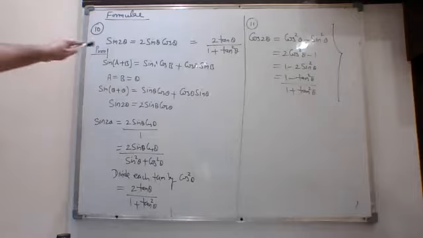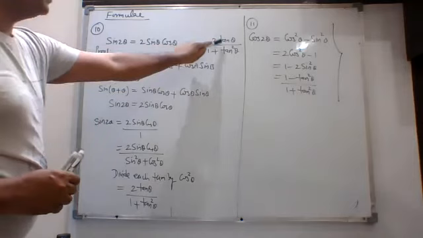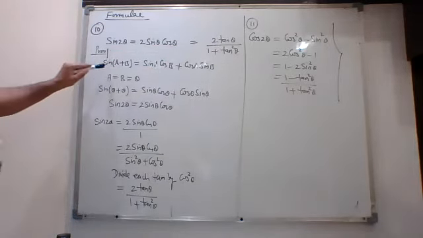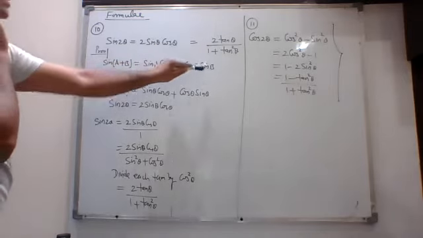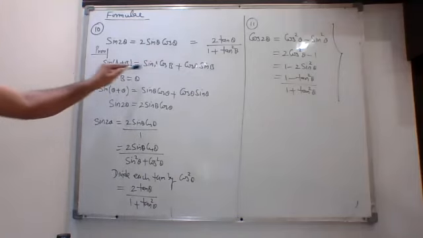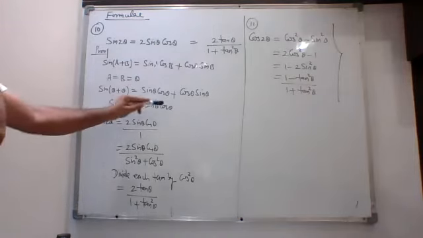So sin 2θ is 2 sin θ cos θ, which can also be written as 2 tan θ upon 1 plus tan² θ. This formula, we have already done. Sin(A+B) was sin A cos B plus cos A sin B. So if you take A equal to B equal to θ and substitute over here, you will directly get this formula: sin 2θ is equal to 2 sin θ cos θ.